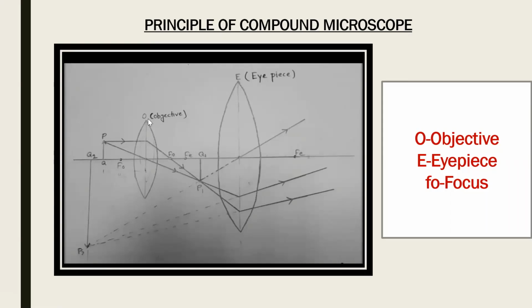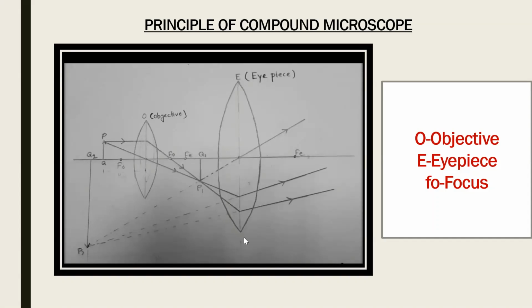Okay. So as she told, this is the objective and this is the eyepiece. Objective means the lens near which we keep the object, and eyepiece is the place near where we keep the eye. We keep our eye here. Now, the eyepiece usually has a larger focal length. See, FO is the focal length of the objective. FE is the focal length of the eyepiece. So usually FE will be larger than FO.